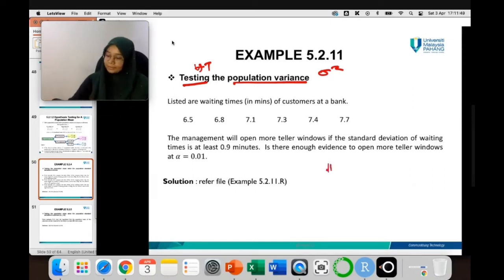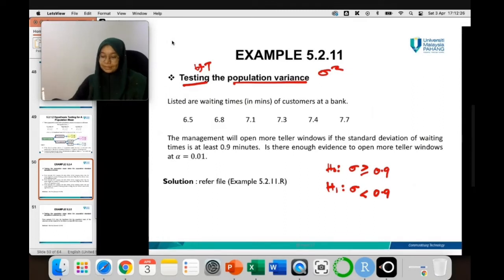Okay, give me the H null and H1. What is the H null? Sigma. The value of this sigma? 0.9. Symbol? Greater than or equal. H null greater than or equal. H1 will be less than.